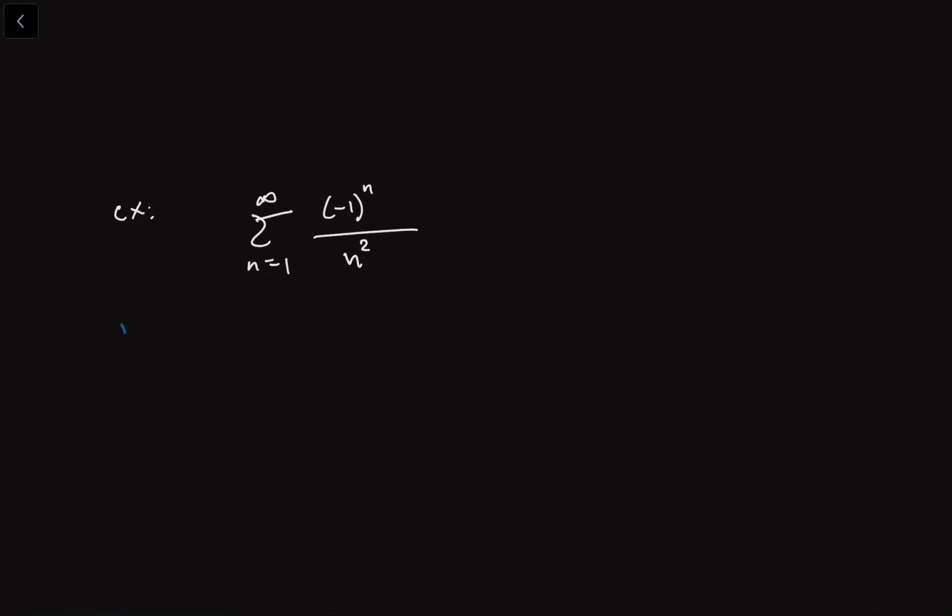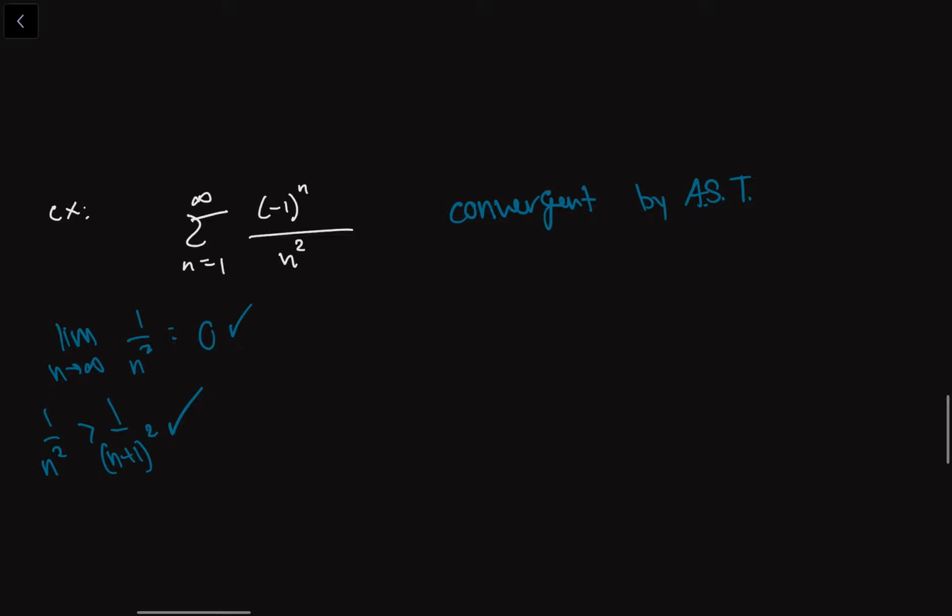How about this one? The limit as n approaches infinity of 1 over n squared is equal to 0. Check. And 1 over n squared is definitely decreasing. Right? Think about 1 over 4 being greater than 1 over 9, being greater than 1 over 16. It's definitely decreasing as n increases. Okay, so it's decreasing. So we can say that it is convergent by AST.